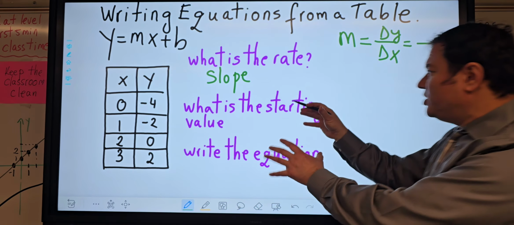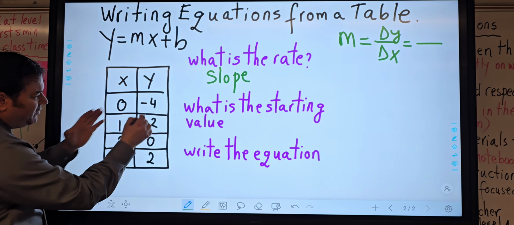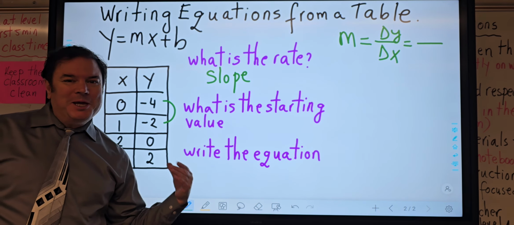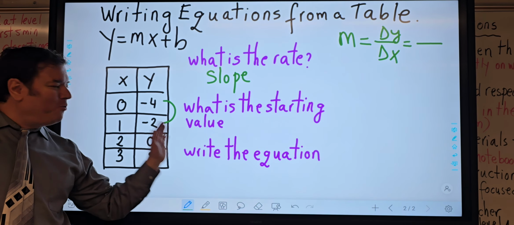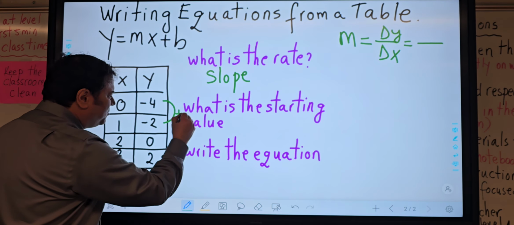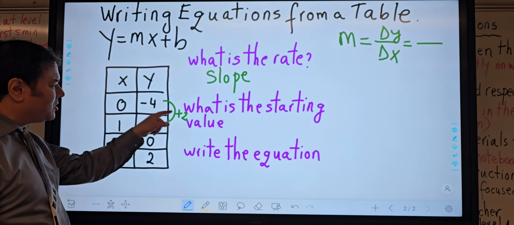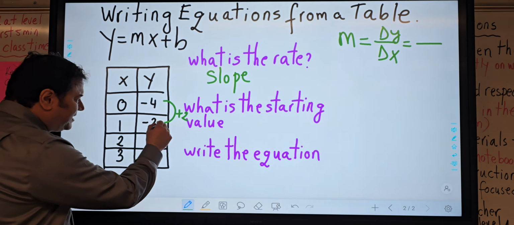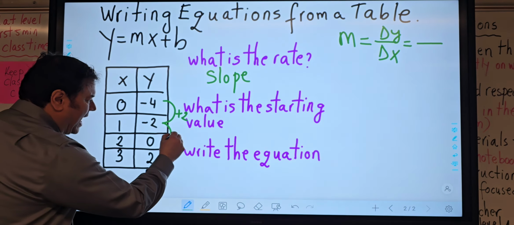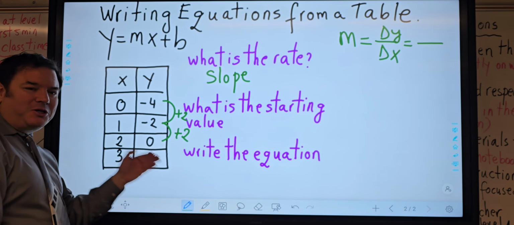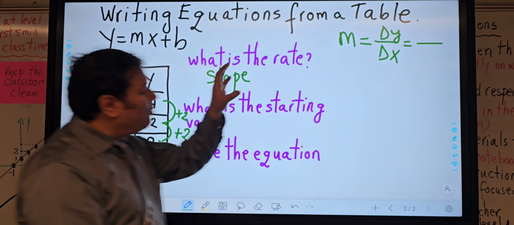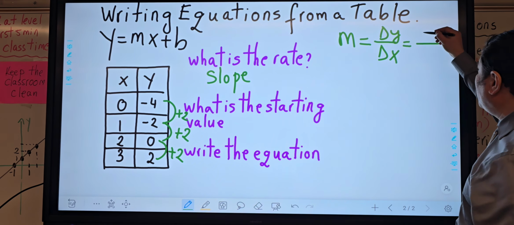Let's see what the changes in the y are. If we go from -4 to -2, remember when we are in the negative world, we have to add 2, because -4 plus 2 becomes -2. And the same thing, from -2 to 0, we are also adding 2. And from 0 to 2, we are also adding 2. So the delta y, the changes in the y, is plus 2.